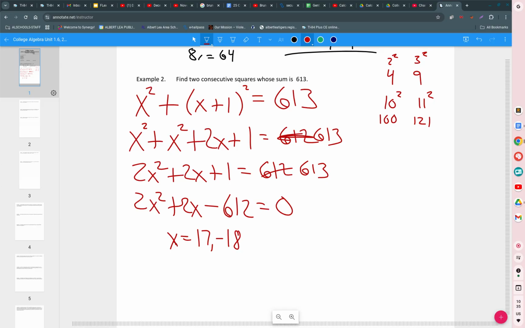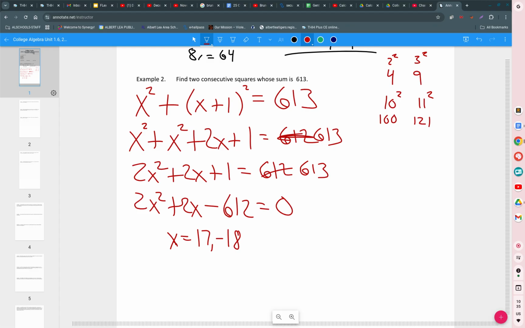Are 17 and negative 18 two consecutive squares? Absolutely not. So what do you think I do with 17 and negative 18? Love them. You think I do one of them or both of them? Both of them to see which one. Yeah. Who knows? Let's just try and see what happens.